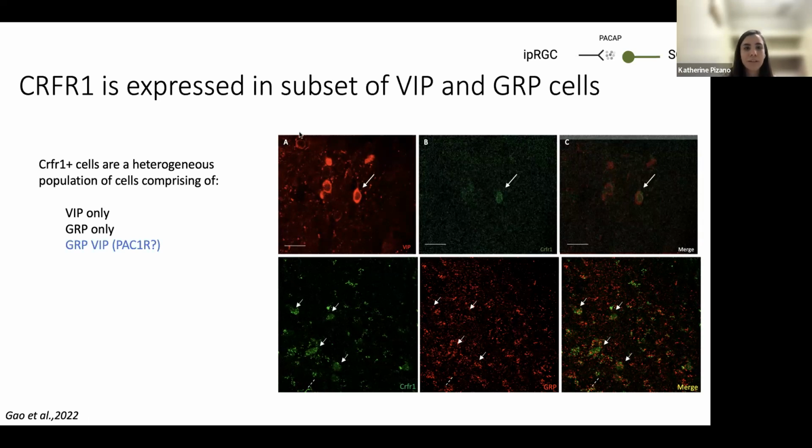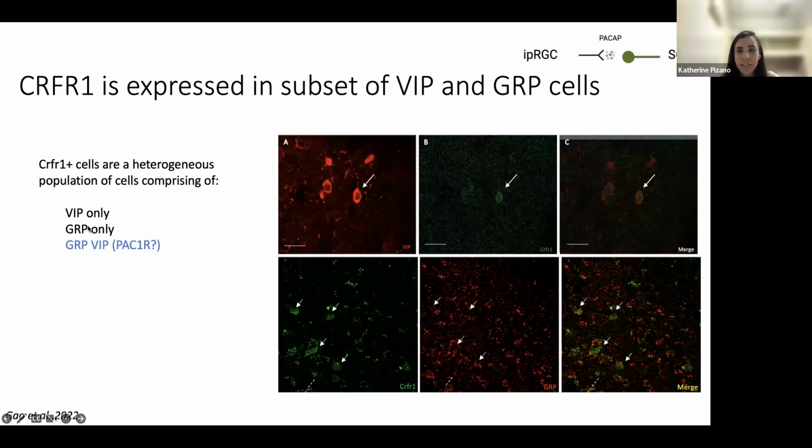In the first few figures is a VIP immunostaining of a coronal section of the SCN in red, and then in green is CRFR1 positive GFP cells. The merged image shows an overlay of both, with the arrows depicting a single cell, suggesting that a portion of these CRF cells do indeed co-express VIP. The bottom image shows a similar staining, except now we are looking for GRP, or gastrin-releasing peptide, one of the other main cell types in the SCN.